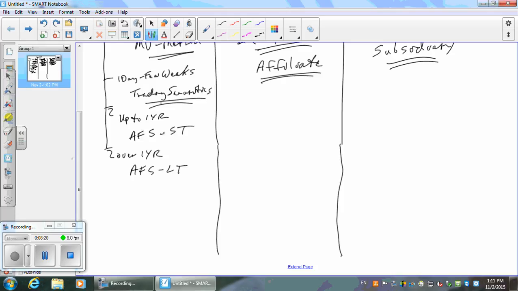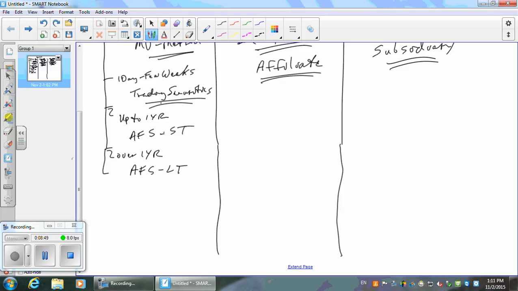Okay. We know how we're going to record them when we buy them, right? If I own less than 20%, then I'm going to hold it for a day up to a few weeks. I'm going to debit investment in trading securities. I'm going to hold it for up to a year, more than a few weeks, up to a year. Debit investment in available for sale short term. I'm going to hold it for more than a year. Available for sale long term, right?